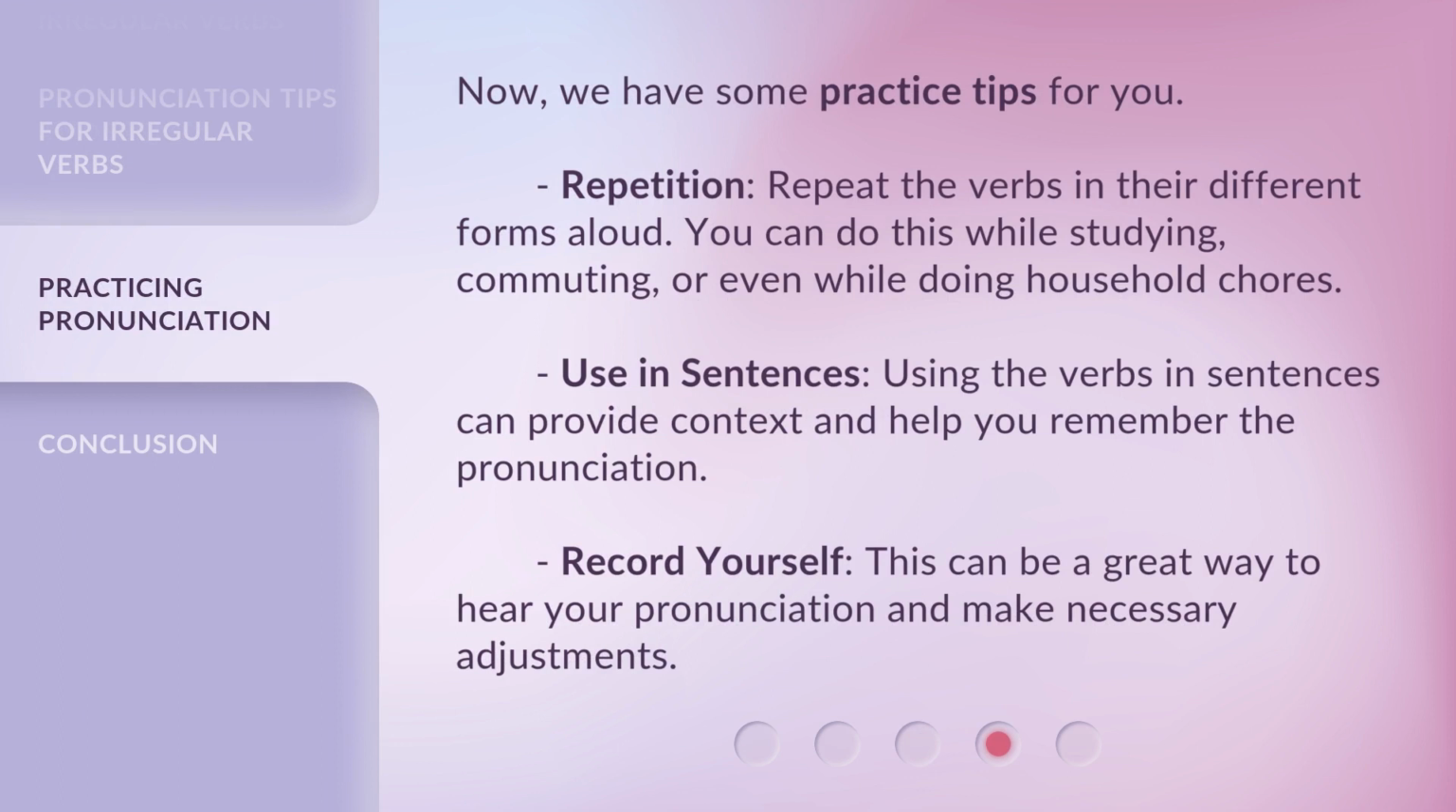Now, we have some practice tips for you. Repetition. Repeat the verbs in their different forms aloud. You can do this while studying, commuting, or even while doing household chores. Use in sentences. Using the verbs in sentences can provide context and help you remember the pronunciation. Record yourself. This can be a great way to hear your pronunciation and make necessary adjustments.